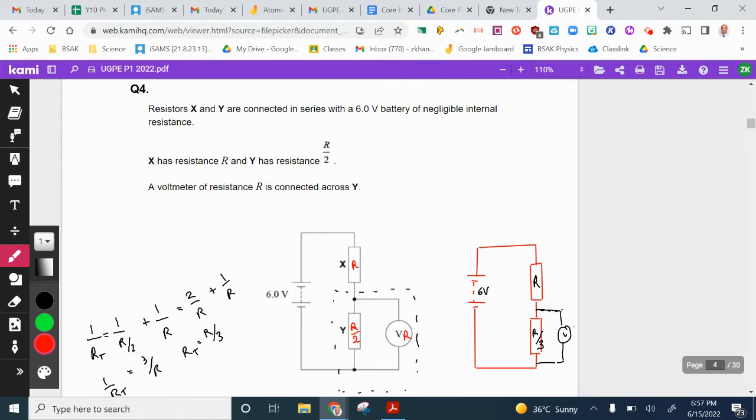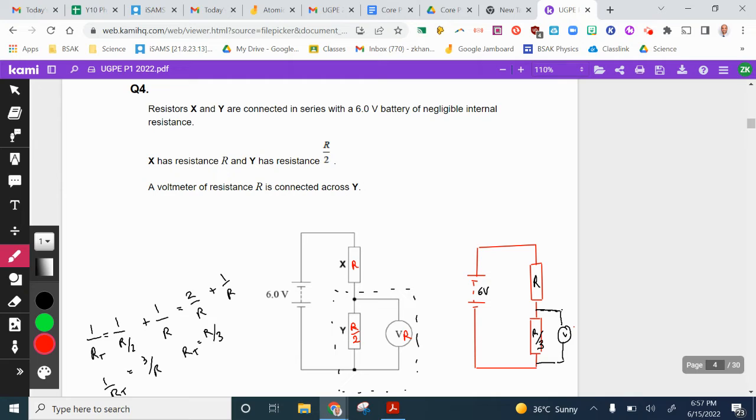Question 4. Resistors X and Y are connected in series with a 6-volt battery of negligible internal resistance. X has a resistance R, so I'll put that next. The resistance of X is R. The resistance of Y is R over 2. The voltmeter of resistance R is connected across Y. So there's a voltmeter connected across Y, but it also has some resistance.